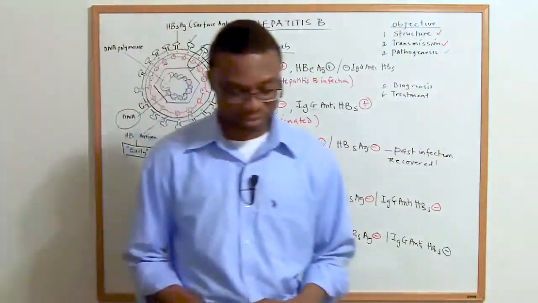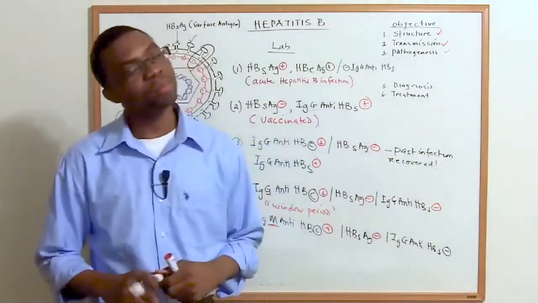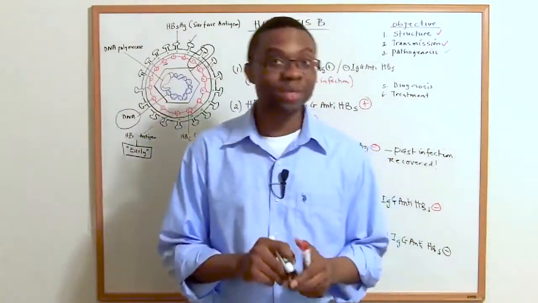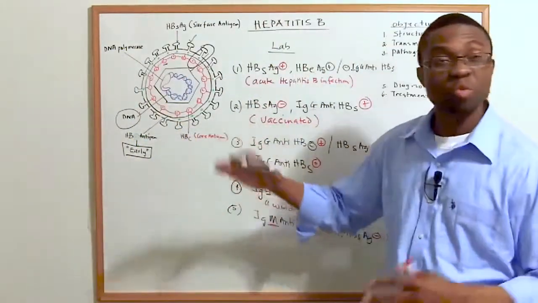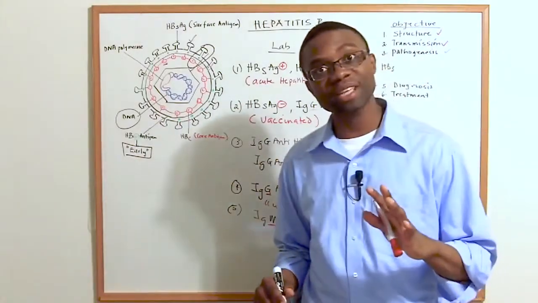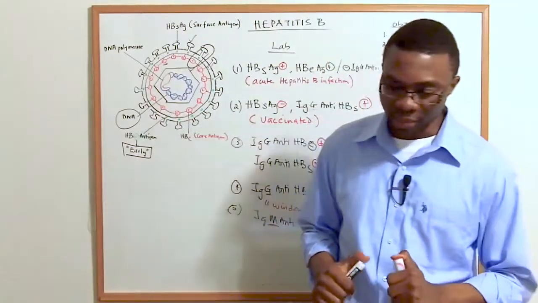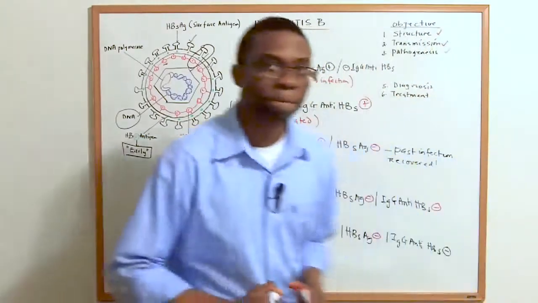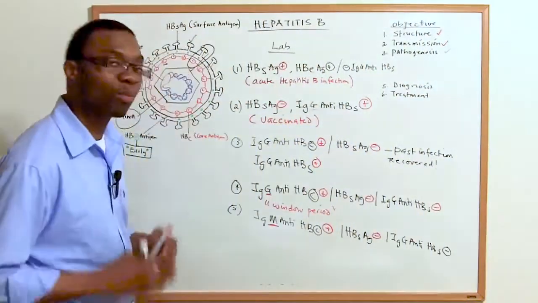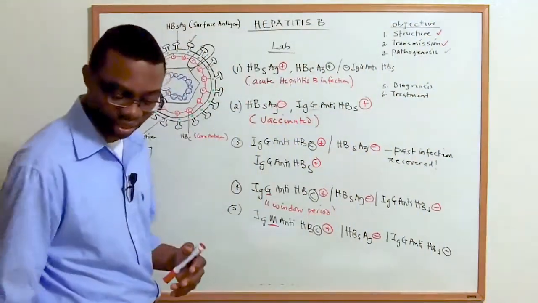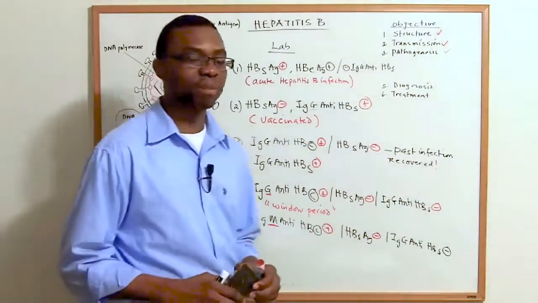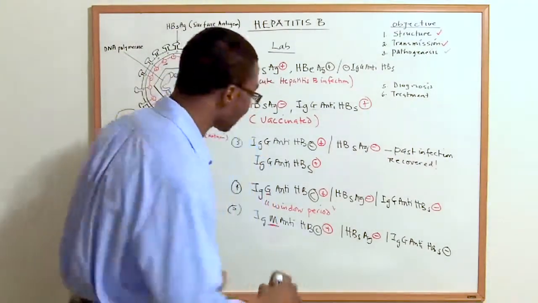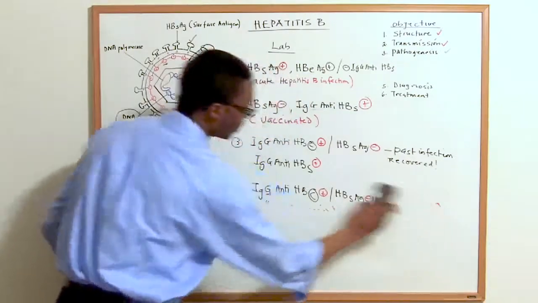Okay? Now, remember, 95% of patients that get infected will clear the virus. But that 5% is what we're worried about. Now, we said the 5% are going to move on 6 months later to have a chronic hepatitis B infection. Let's take a look at what this looks like graphically.